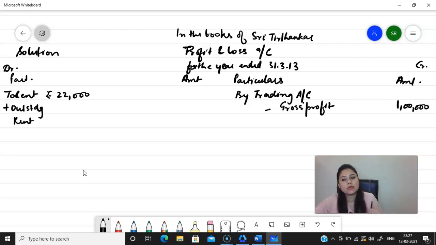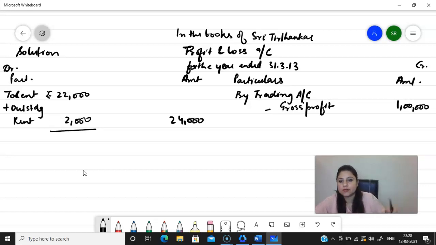And how will we determine the outstanding rent? This 22,000 is for 11 months. So 22,000 divided by 11 is 2,000 per month. Since we have not provided the rent for 1 month, we will be adding the outstanding rent for that particular month, which is 2,000. And how have we derived it? 22,000 is for 11 months, so per month we have ascertained by dividing 22,000 by 11, which is 2,000, and adding such rent, the total being 24,000.